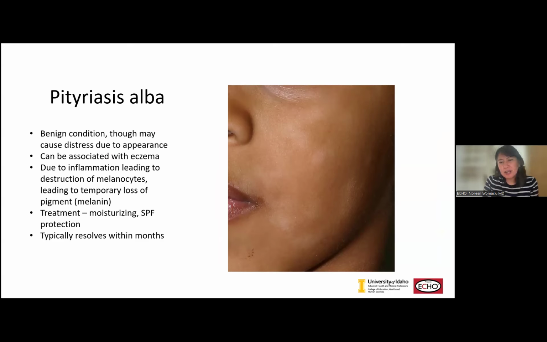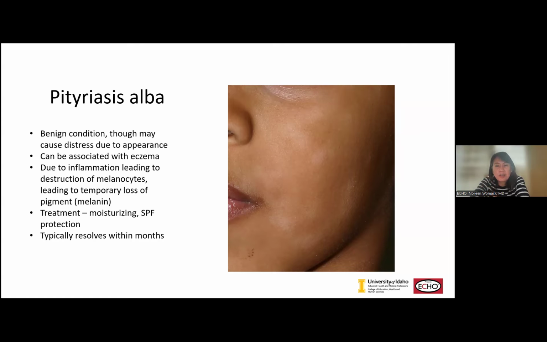Pityriasis alba, I included this because this also can cause distress in teenagers. They don't like these white spots, but it's benign. What happens in these white, hypopigmented areas is that there's some inflammation, so it is often associated with eczema. And the inflammation is enough to kill the melanocytes, which are the skin cells that create pigment, or melanin.